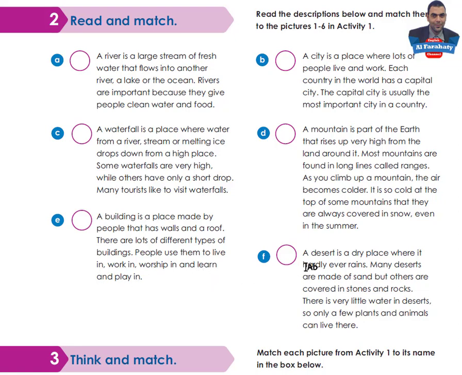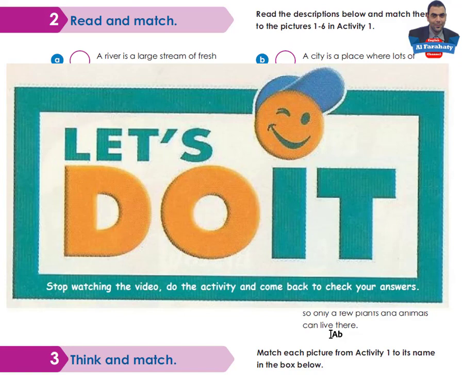F. A desert is a dry place where it hardly ever rains. Many deserts are made of sand, but others are covered in stones and rocks. There is very little water in deserts, so only a few plants and animals can live there. Now take your time to match these texts to the pictures 1 to 6 in Activity 1. Then come back to check your answers.